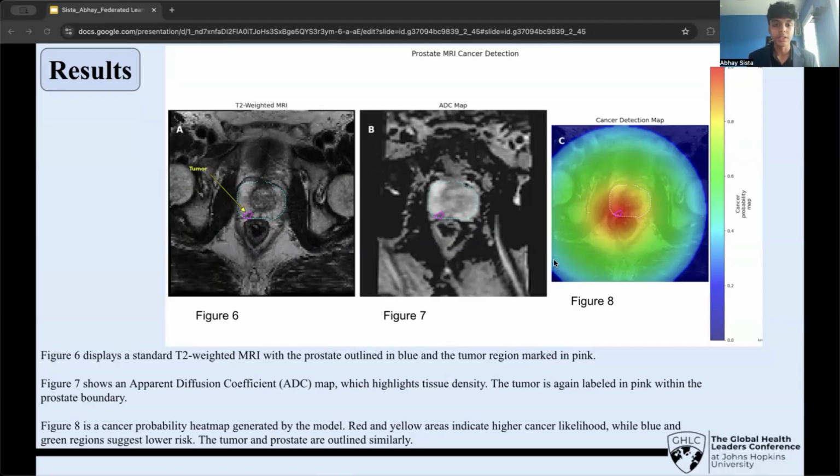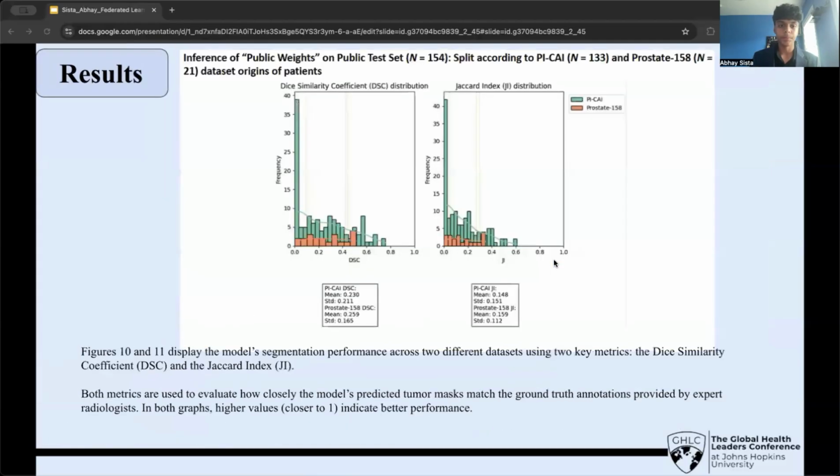Moving on to figure 7, this is an apparent diffusion coefficient, or ADC, map. ADC values are used to understand tissue density. Tumors often restrict diffusion, so they appear darker and more defined in these scans. Finally, figure 8 is a cancer detection heat map. The output shows the probability that each pixel or voxel is cancerous. Together, these visualizations demonstrate how the model processes and interprets different types of MRI inputs. While not always perfect, they give a good overview of where the tumor might be located and how confident the model is in its prediction.